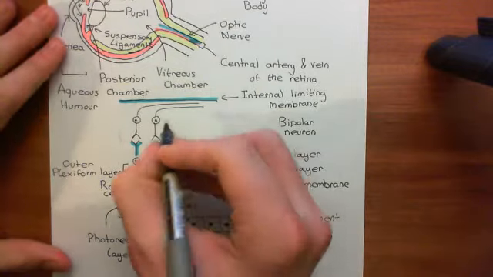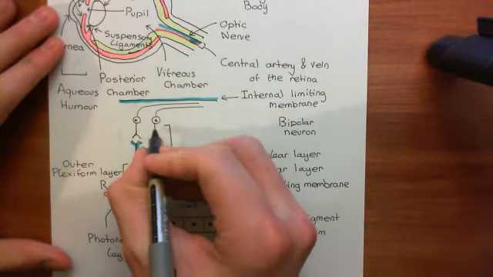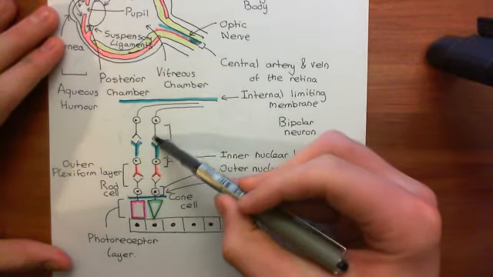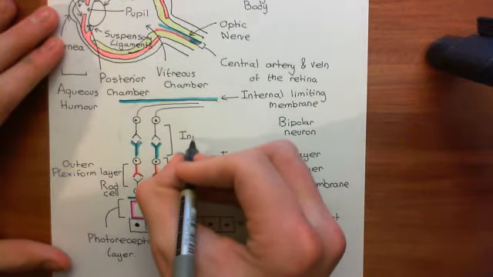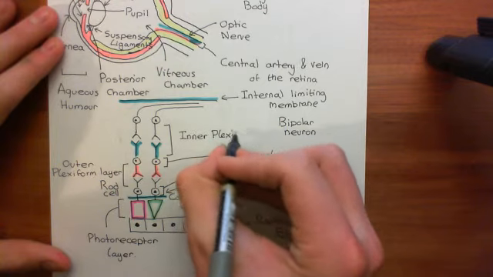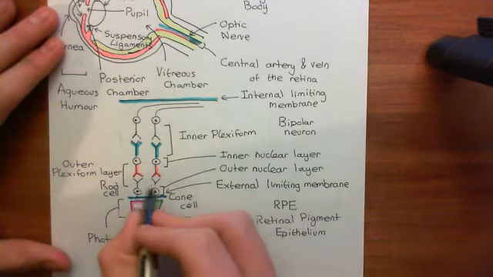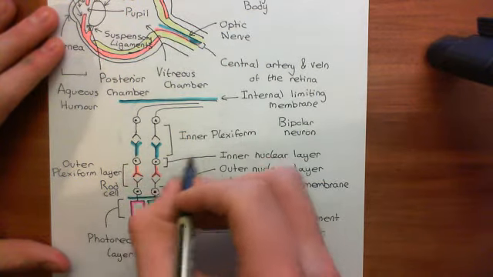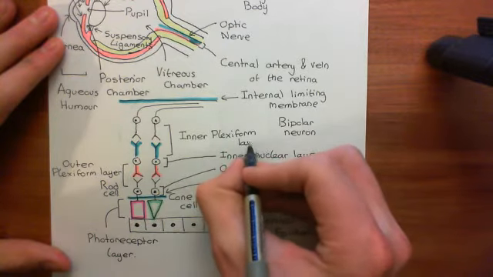Right, so let's label up some more layers now. So this layer here, consisting of axons of the bipolar neurons and also axons of the ganglion cells, is known as the inner plexiform layer. So we have the outer plexiform layer, which consisted of axons of the bipolar neurons and axons of the photoreceptors, and now closer to the inner aspect of the eye, we have the inner plexiform layer.